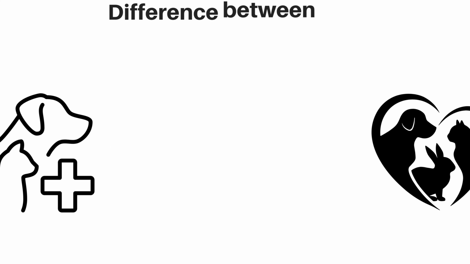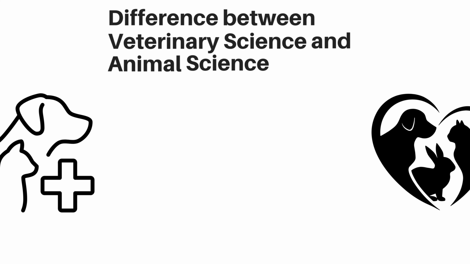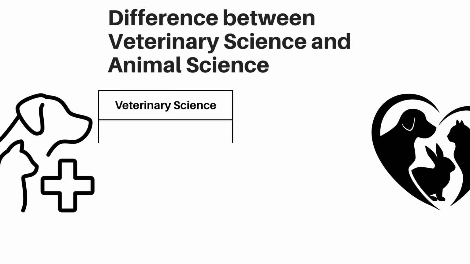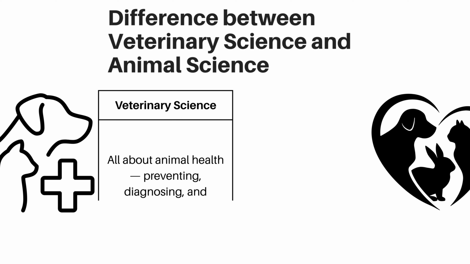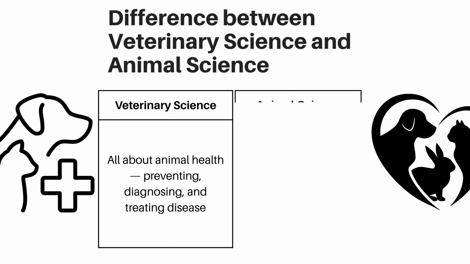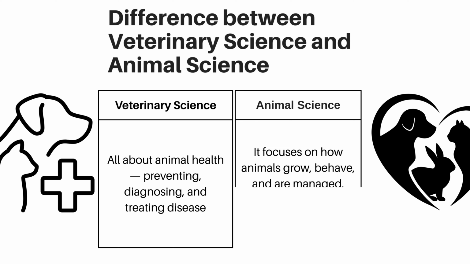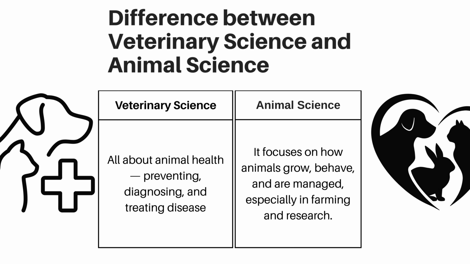Let's begin with the difference between veterinary science and animal science. Veterinary science is all about animal health, preventing, diagnosing, and treating disease. It's what vets study to care for animals. Animal science is broader, it focuses on how animals grow, behave, and are managed, especially in farming and research.